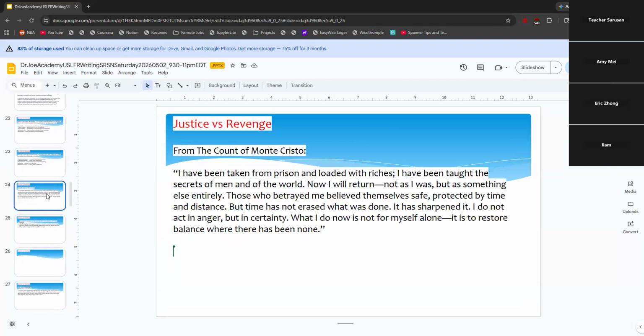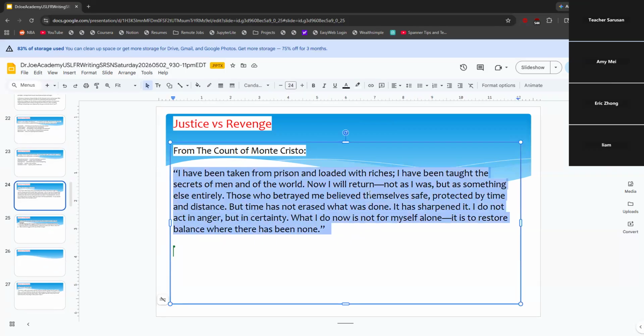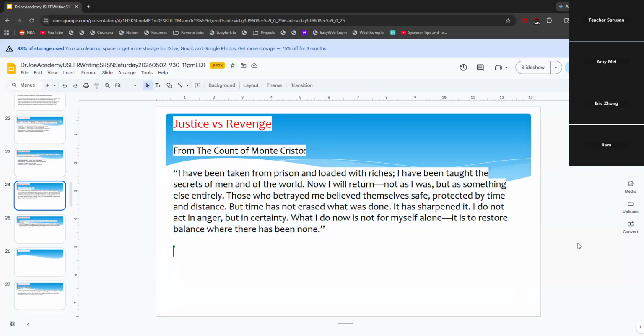So, last week we were looking at this passage from The Count of Monte Cristo, and we answered a couple of questions, but there's still two more that we haven't gotten around to. So, I want to continue where we left off. Let's continue with this passage here. Amy, can you read this passage for us, please?